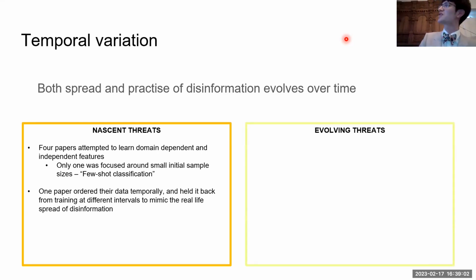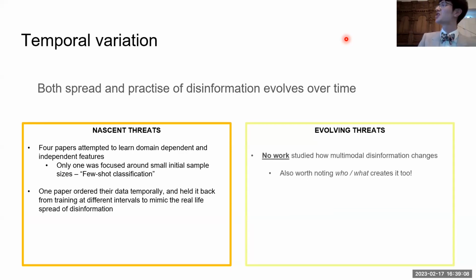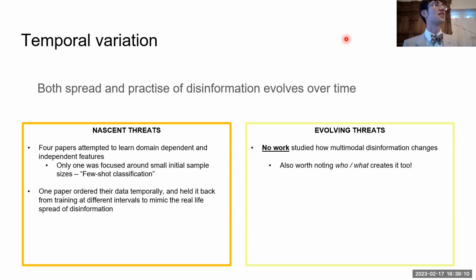The other thing, as I mentioned, is evolving threats. How does multimodal disinformation change over time? And the answer is no work actually has studied this at all. So please go out there and start doing it. There are really interesting questions of not only the form of the multimodal disinformation, but questions of who, and now what, is writing it. So could it be that there are differences in the way that AI might generate multimodal disinformation? This is really important if we want to come up with future-proof or robust solutions in this area.